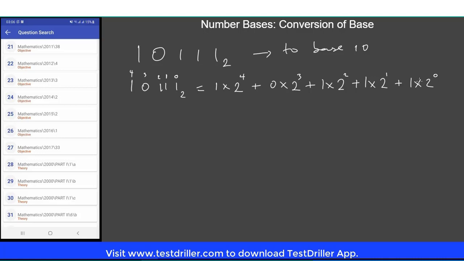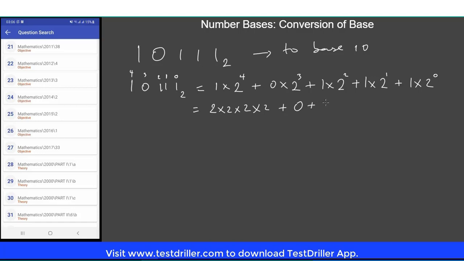convert to base 10. So the next phase is to simplify. So how do we simplify? We say 1 times 2 raised to the power 4. So what's 2 raised to the power 4? That's 2 times 2 times 2 times 2. So that is something like this. 2 times 2 times 2 times 2. And since you have 0 times whatever number you have here, you just take it as 0. It doesn't matter what this number is.